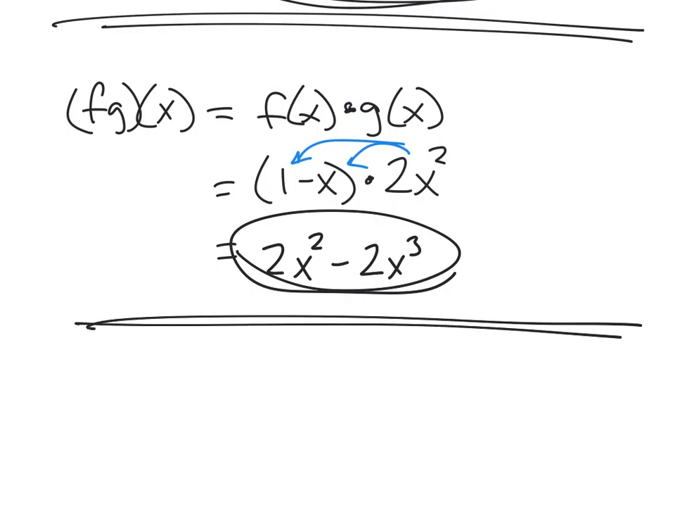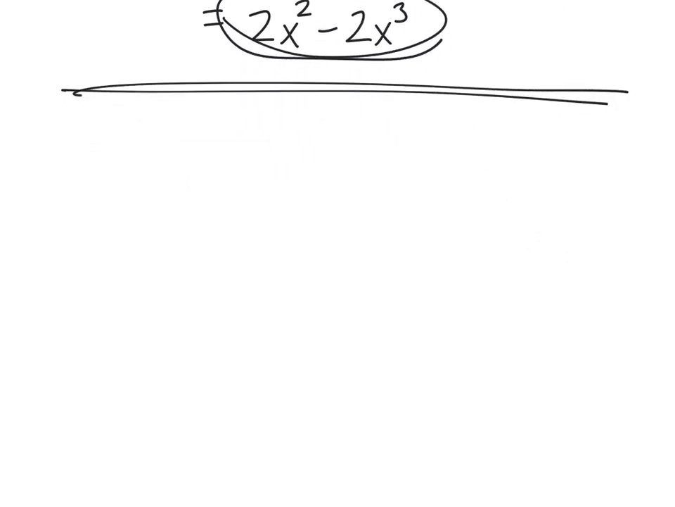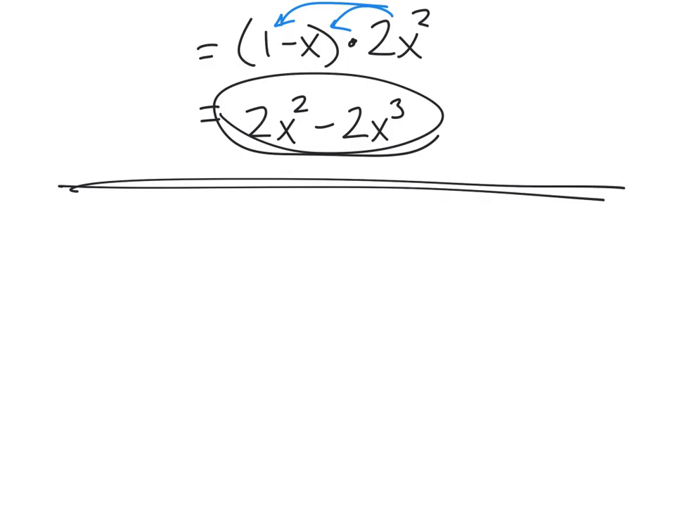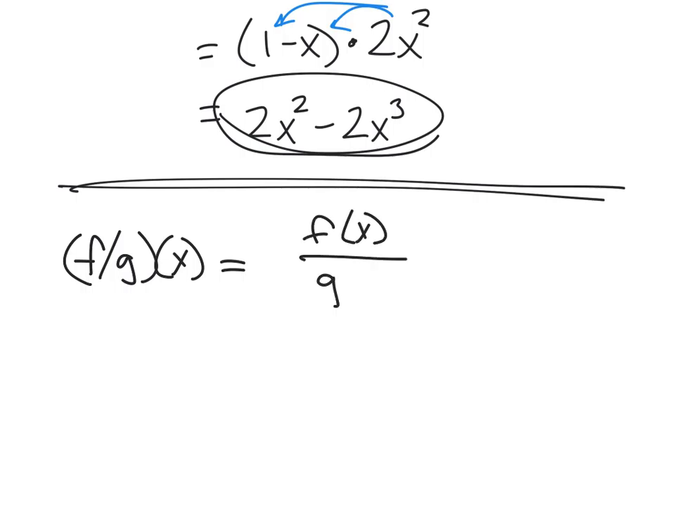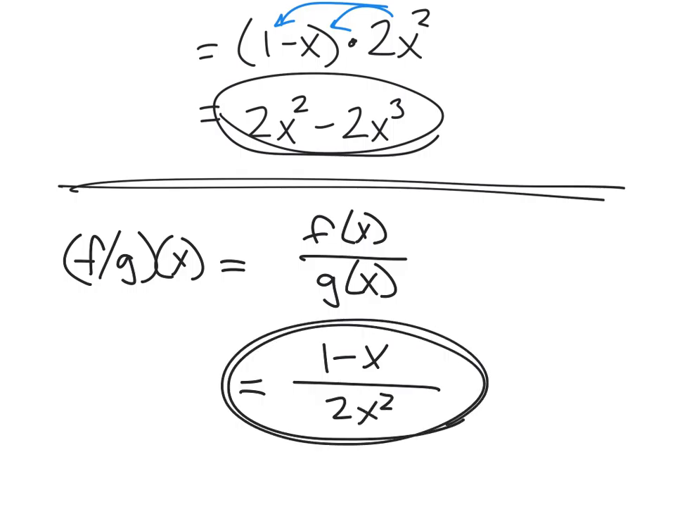And then the last one is division. So division, you've got f divided by g of x. So that's going to be f of x divided by g of x. So f of x is 1 minus x. G of x is 2x squared. There's nothing to simplify. Can't cross off the x's. And so we are officially done.